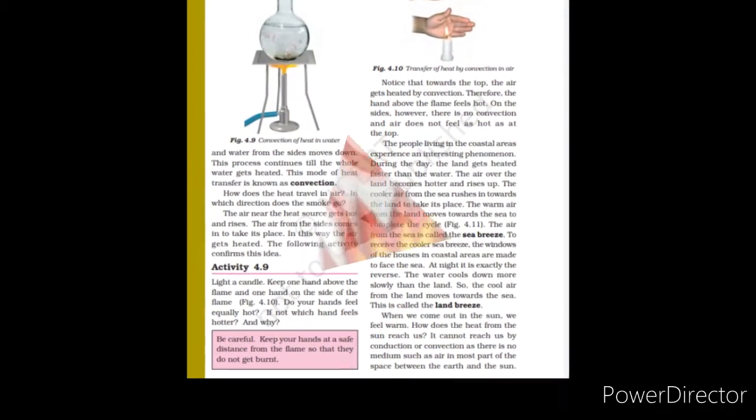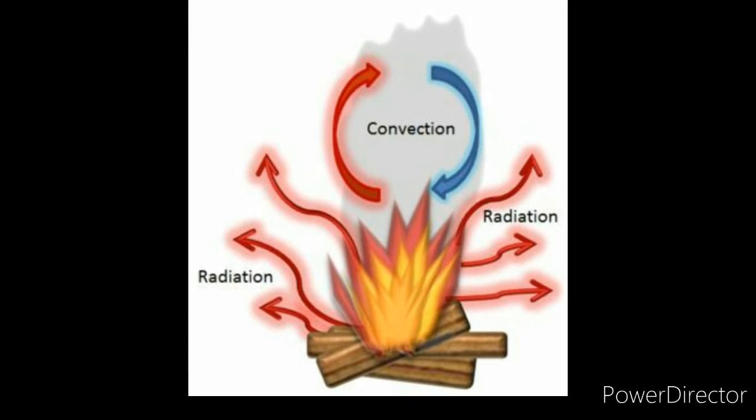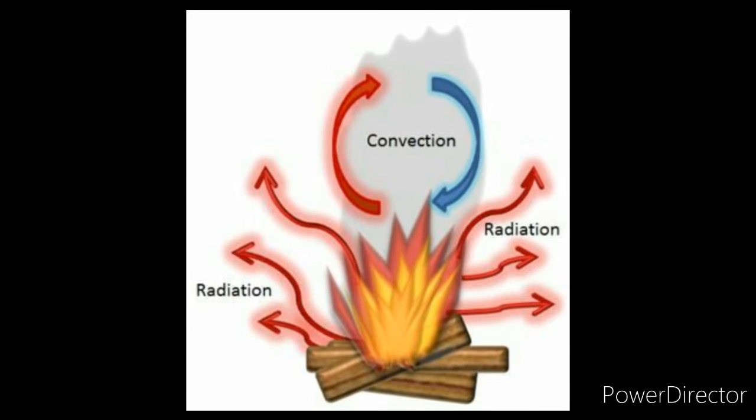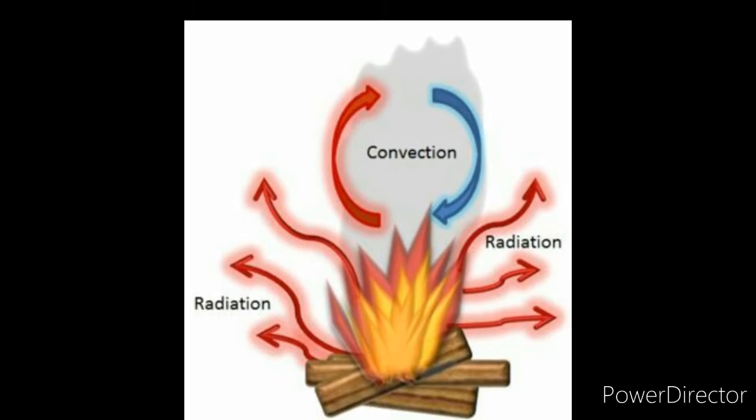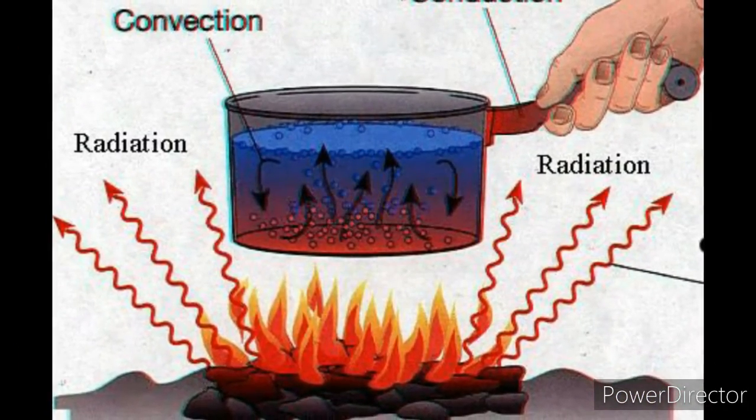How does the heat travel in air? In which direction does the smoke go? The air near the heat source gets hot and rises. The air from the sides comes in to take its place. In this way, the air gets heated.